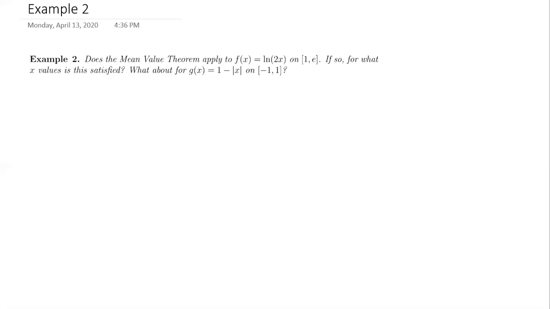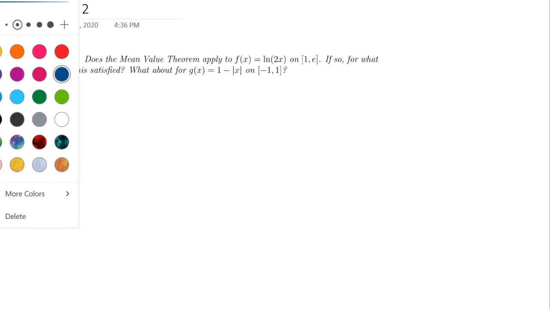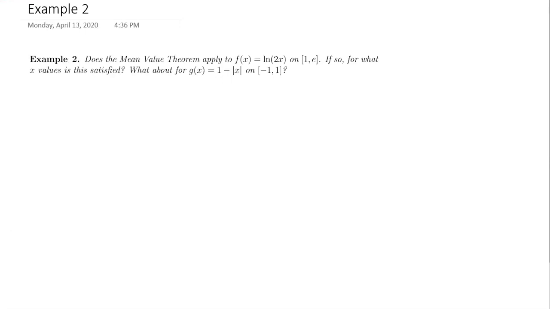And there's another function we test. Okay, what about g of x equals 1 minus absolute value of x on the interval negative 1, 1? Okay. So we have to be careful here. We're going to do one at a time. So let's start with the function f on the interval 1 to e. Okay. So starting with f of x equal to ln of 2x on the interval 1 to e.